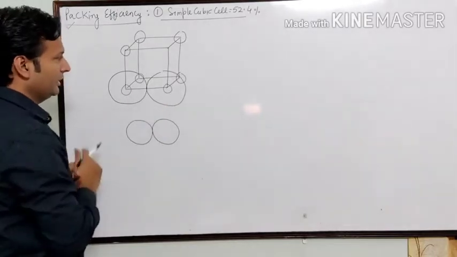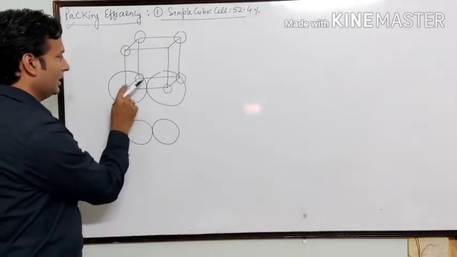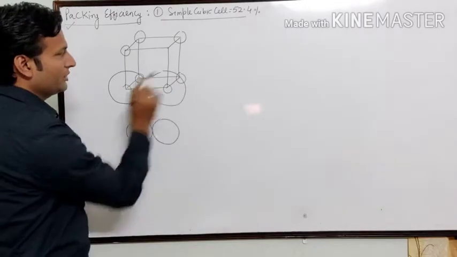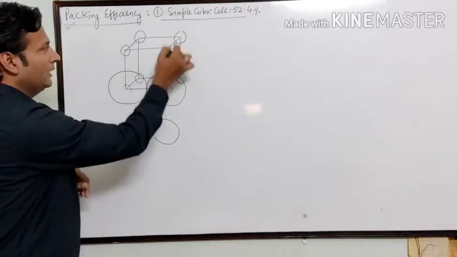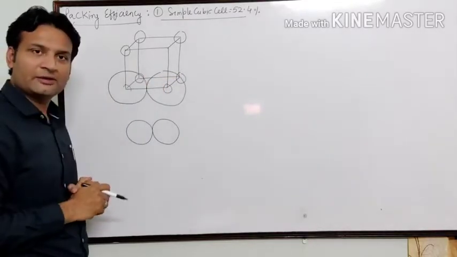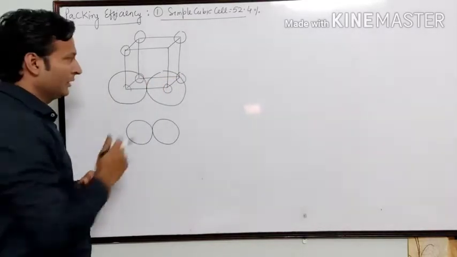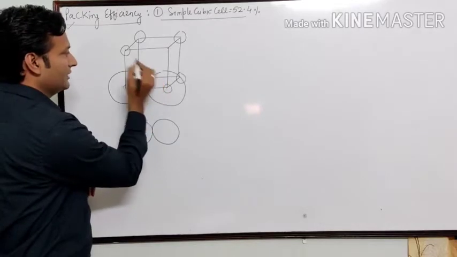Now this is the actual condition. These two particles are closer to each other in a simple cubic unit cell. Now in a cube all the edge lengths are equal, that is A is equal to B is equal to C. Now I can consider edge length as A.